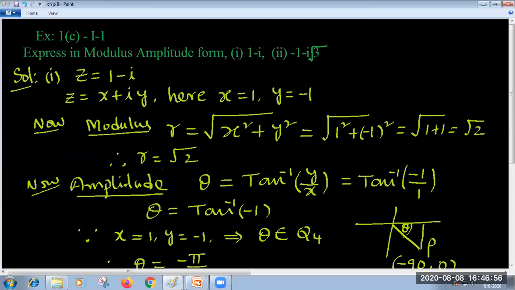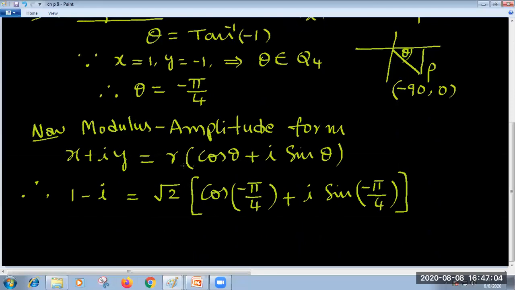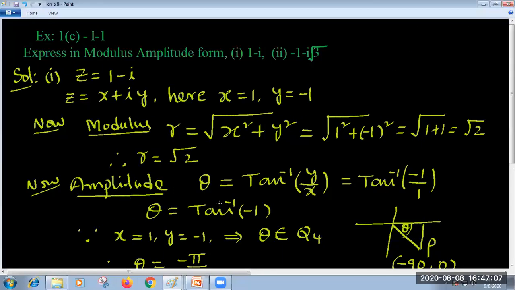We have to find the modulus, that is r value, and the amplitude, that is theta value, and then substitute r and theta value in the modulus amplitude form. So this is the first bit, and let us take up the second bit in this question. Second bit, that is in your exercise, it is the fourth question in the same.